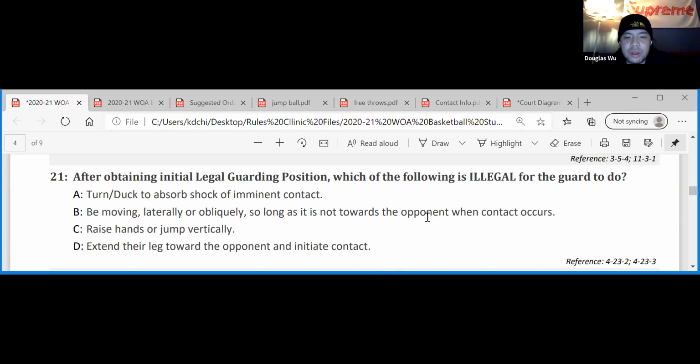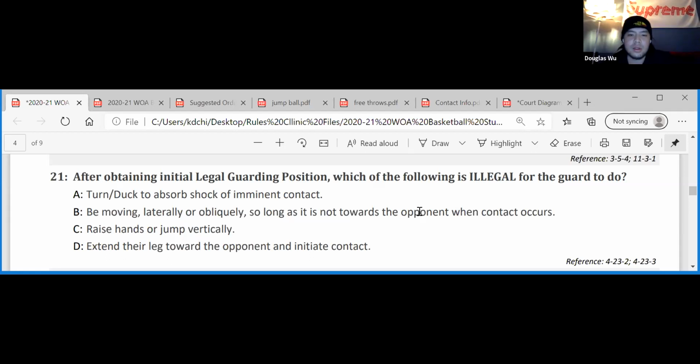I have a question on the turn and duck. If you turn and you move your foot with the turn, does that change anything? Does your two feet have to be planted after you've established legal guarding position? If you establish legal guarding position and you're going to get barreled into and you turn and duck, and in doing so, you're turning your body to kind of absorb it and you move your feet, you're fine.